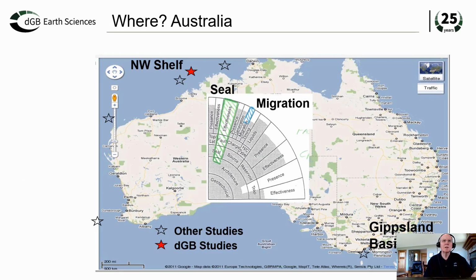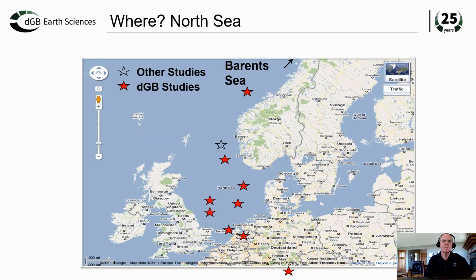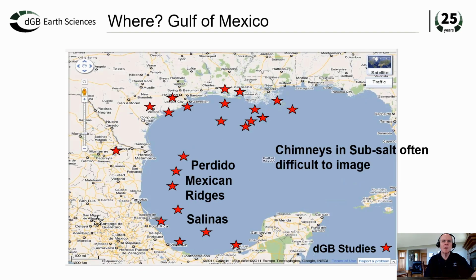We've also done a number of studies in offshore Australia, both in the Gippsland and Northwest Shelf, where seal effectiveness has been determined to be a major risk based on post-well studies. Another place, of course, is the North Sea and the Gulf of Mexico, where we've done a number of projects both onshore, offshore, and in deep water. The one place this technology is probably not as applicable is in the subsalt, where it is often difficult to image these chimneys properly.